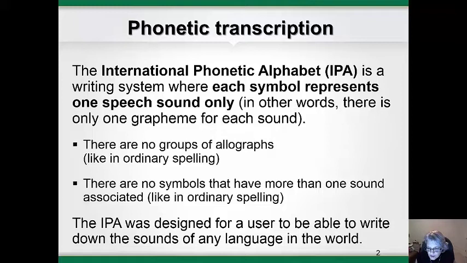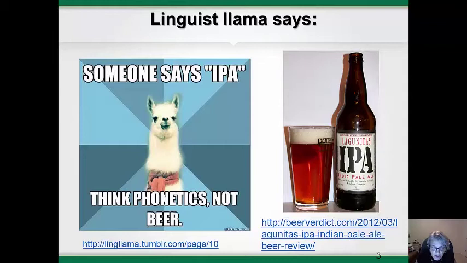So, if two sounds are the same in two different languages, then they will be represented by the same symbol in the IPA, no matter what their symbols are in the writing systems of each language. And any time a new sound is discovered in a language, a new symbol has to be created in the International Phonetic Alphabet. This slide shows my favorite meme, the linguist llama. We're going to be seeing a bit more of him in this course, and I hope, like me, from now on, whenever you see IPA beer, you'll think of the IPA, not beer.